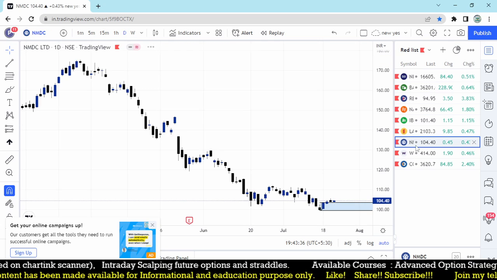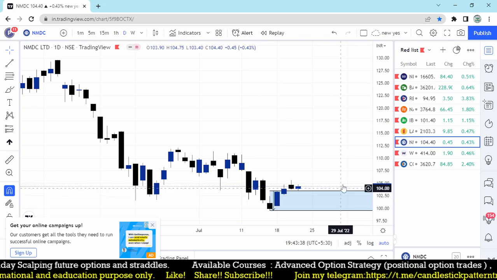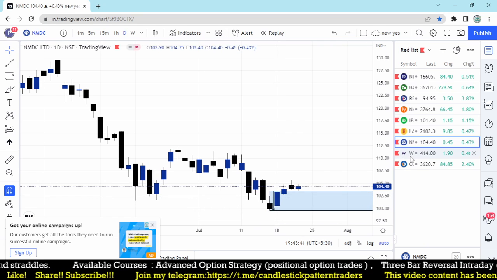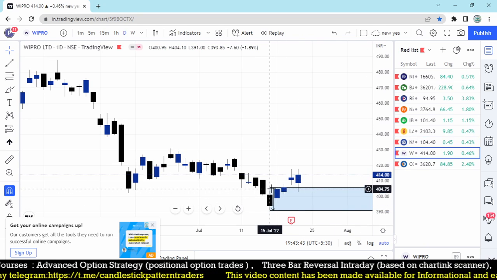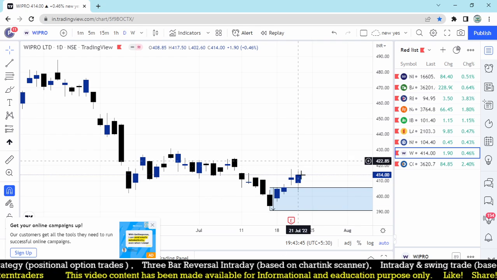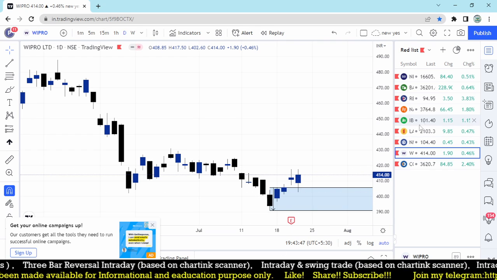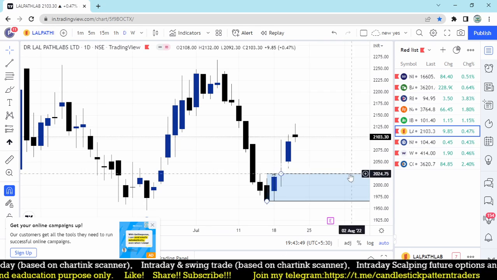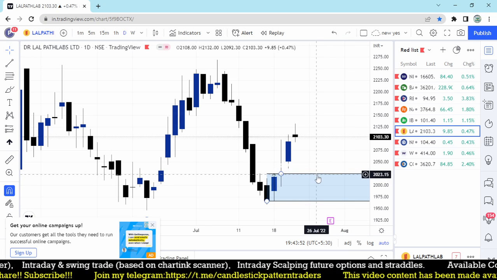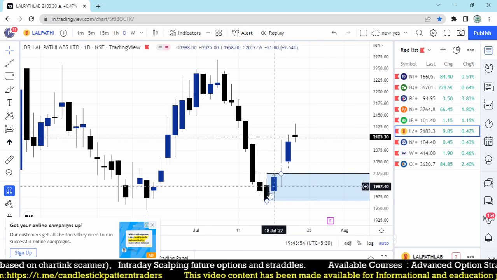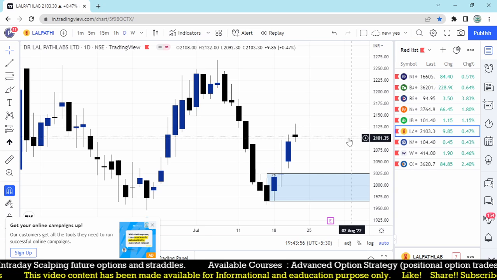So recently we got these stocks. One is NMDC, still in positive from my buy entry. The second one is Wipro, almost from 405 to 414, that was 10 points. And the last one is Lalpath Labs, from our entry in 2023, still in positive. Maybe it is not intraday, it is a positional trade.